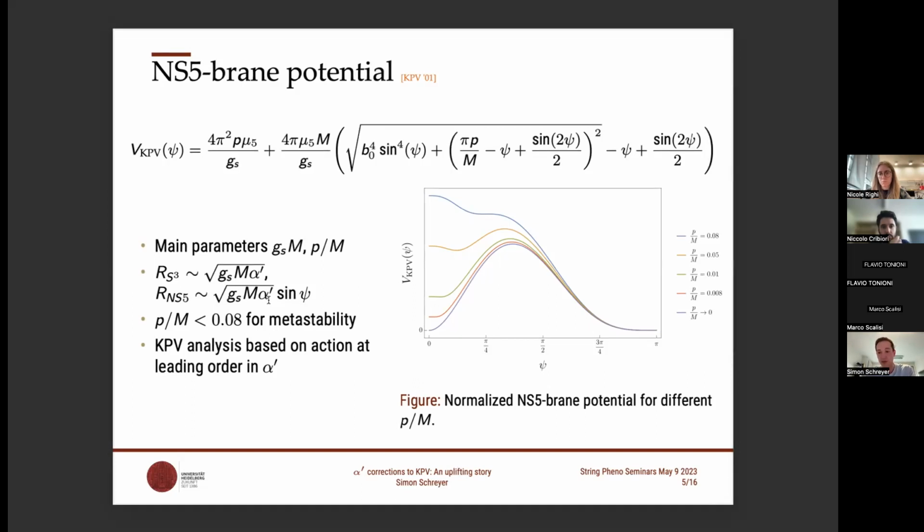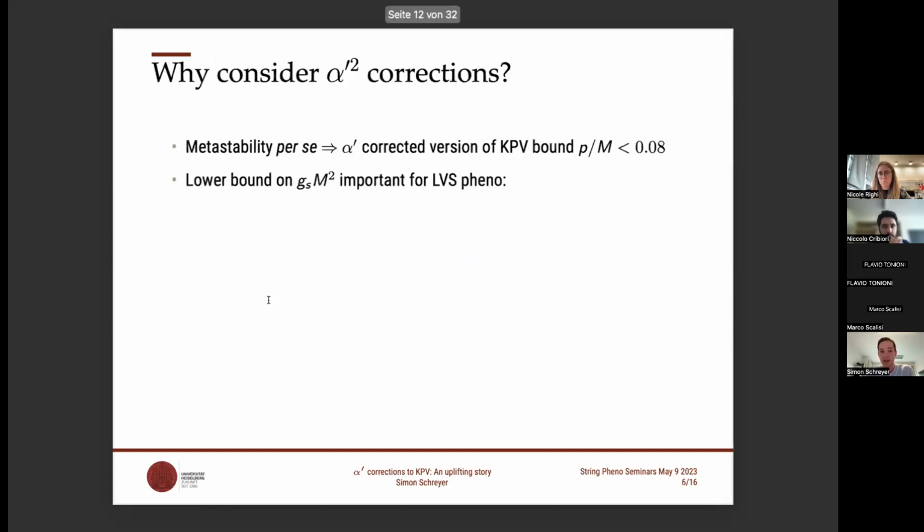So why should we study the effect of alpha prime corrections to that potential here? The reason is twofold. First of all, the metastability condition per se is interesting, because it would be interesting to see how alpha prime corrections affect this bound P over M smaller than 0.08 that KPV has derived.